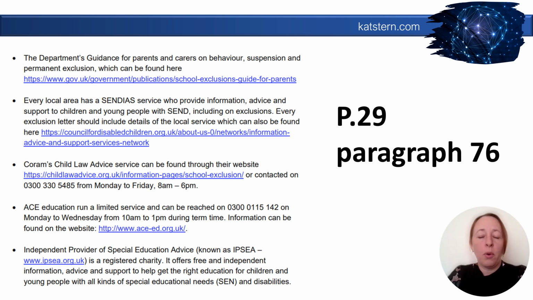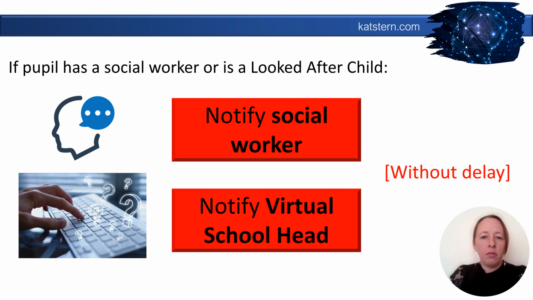The free and impartial sources of advice can be lifted straight from the original document, page 29, paragraph 76, if you are not already using a template. If the permanent exclusion is of a child who has a social worker or who is a looked after child, you must without delay notify the social worker and notify the virtual school head for your local authority.